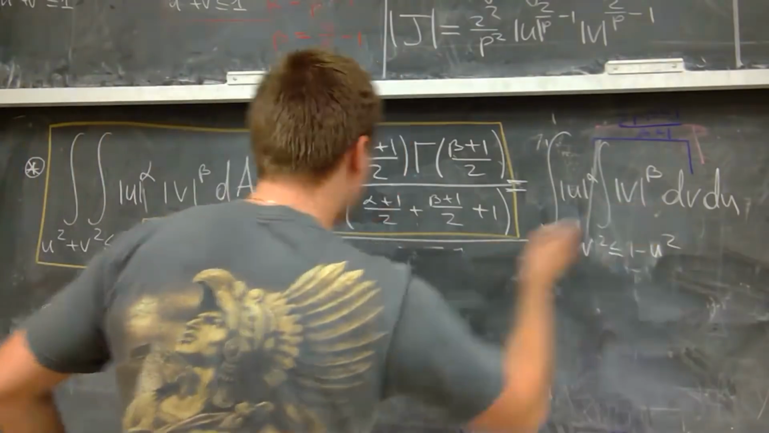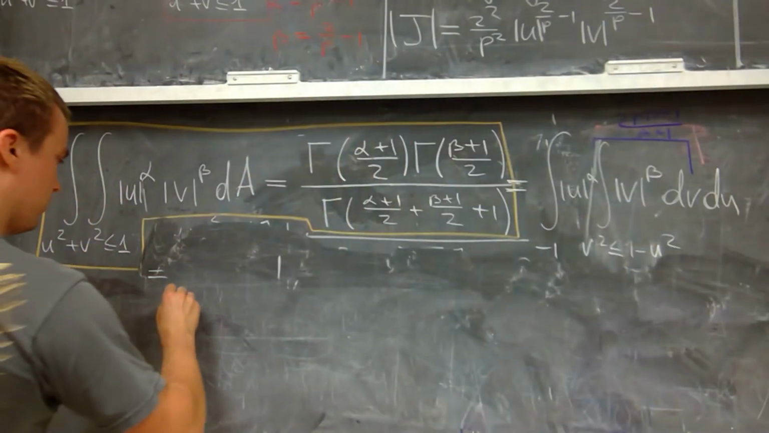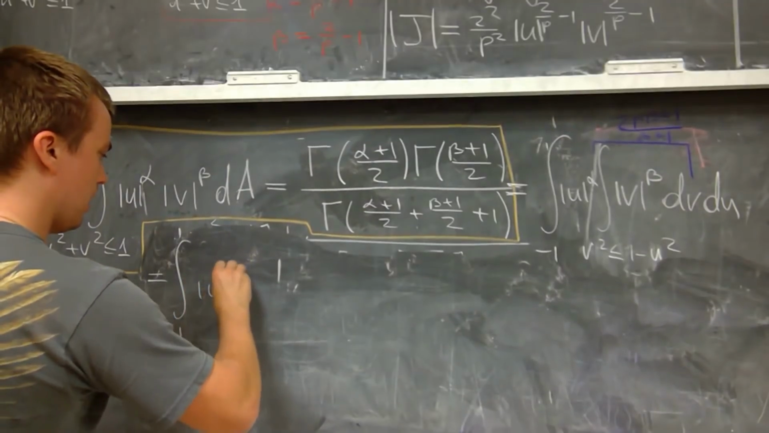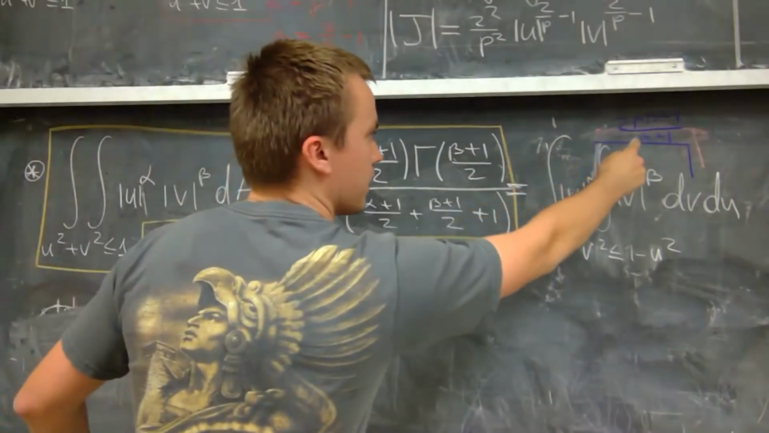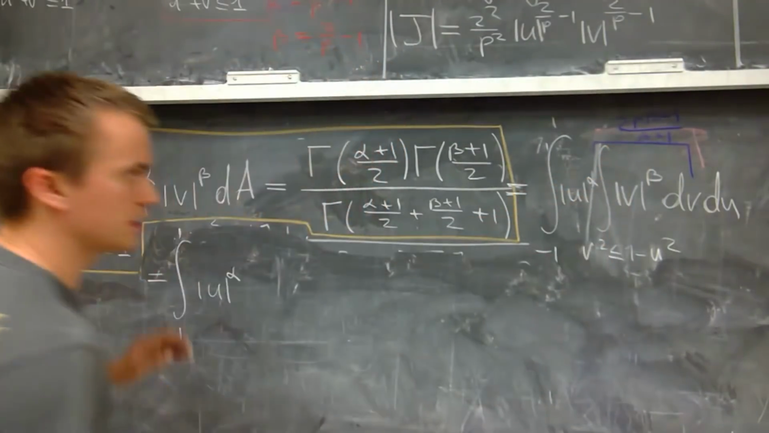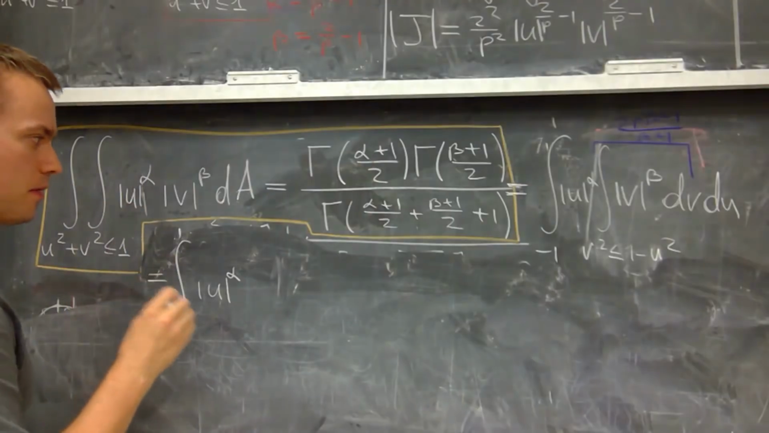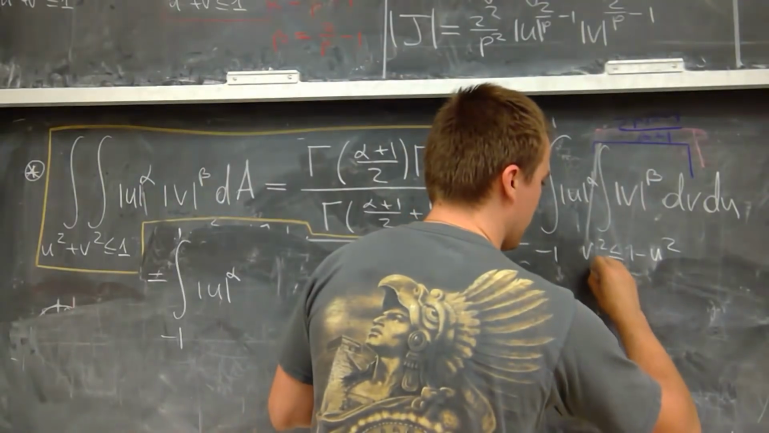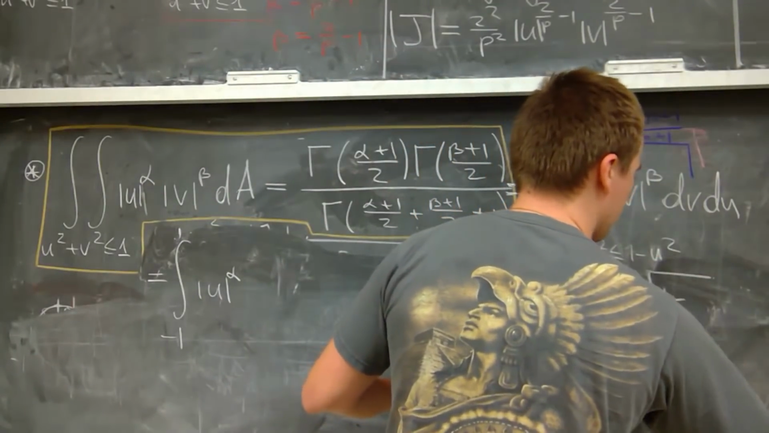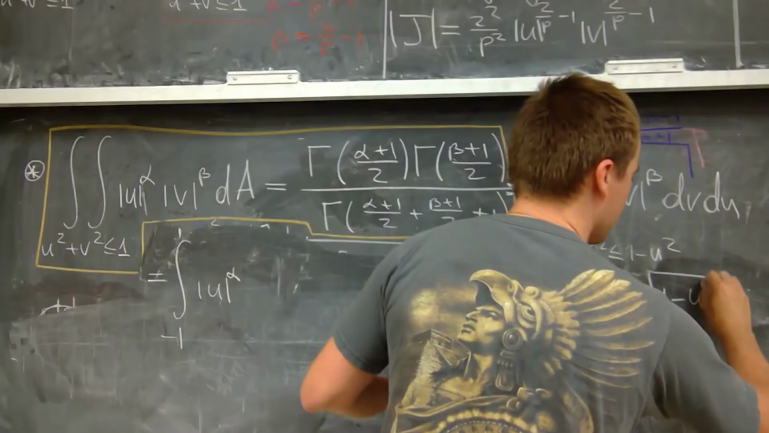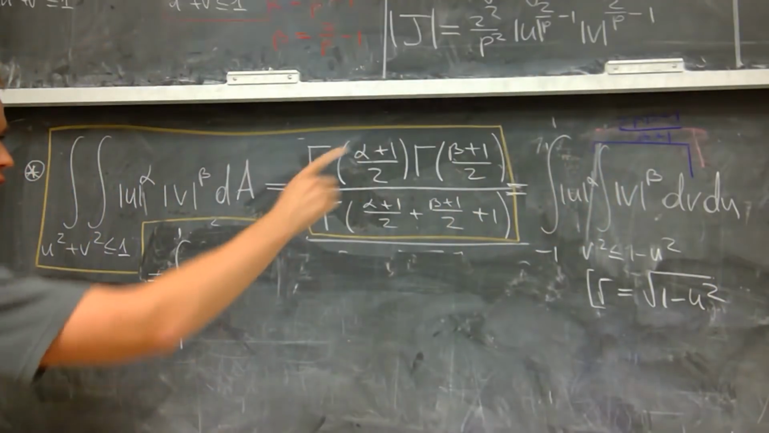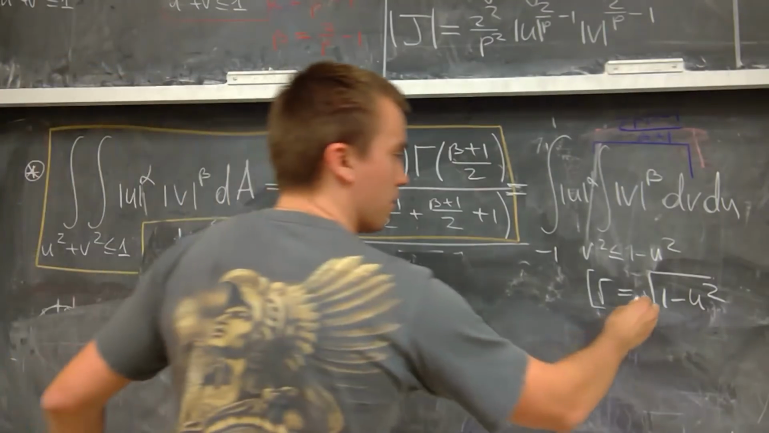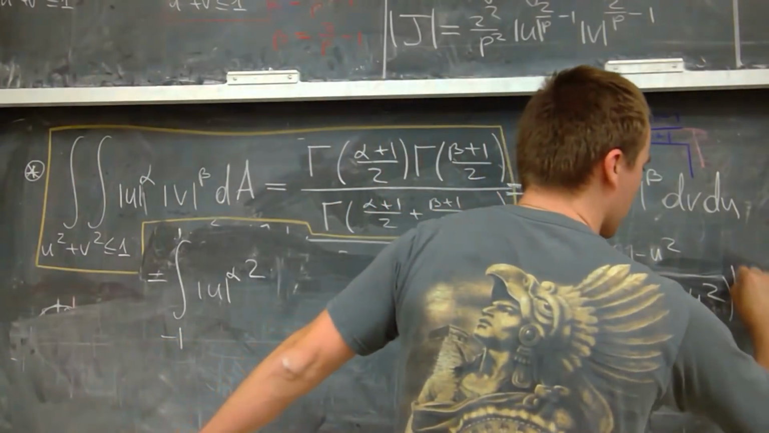So I can rewrite this integral as an integral from -1 to 1 of |u|^alpha times (r^beta + 1) over (beta + 1). One thing, remember, when we did the computation for this integral, we made the substitution r equals the square root of 1 minus u squared. Yes? So what I will have is 2 times, but this square root will just equal 1/2.